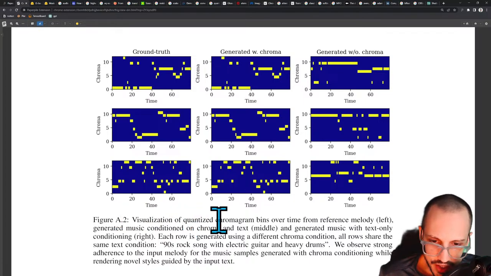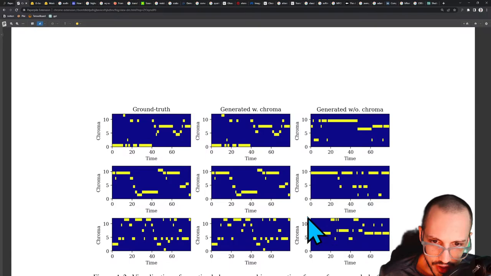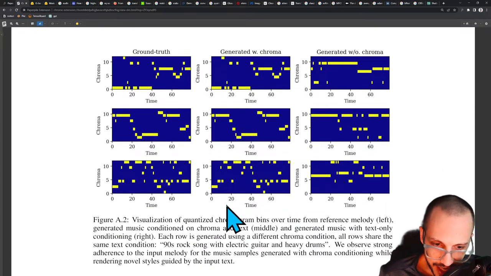Visualization of quantized chromogram bins. So if you remember, they were doing the argmax, right? So they only pick one of the bins, and then this shows you the bin that they're picking over the sequence of time. So only the yellow part is being given to the model to condition. The blue part is all ignored.